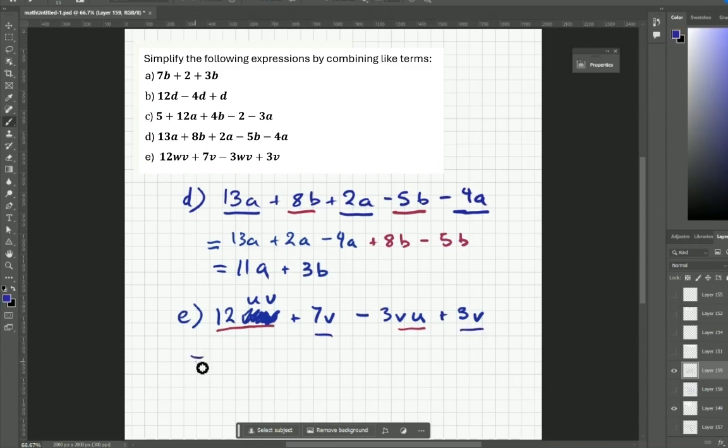So in the end, we are left with 12uv. Remember, you can switch the order in these, minus 3vu plus 7v plus 3v. And remember to keep the sign. 12 minus 3 is going to be 9uv, plus 7 plus 3 is 10, so 10v. Alright, we're done. So please give the questions on the next slide a go, and I will see you in the next lesson.